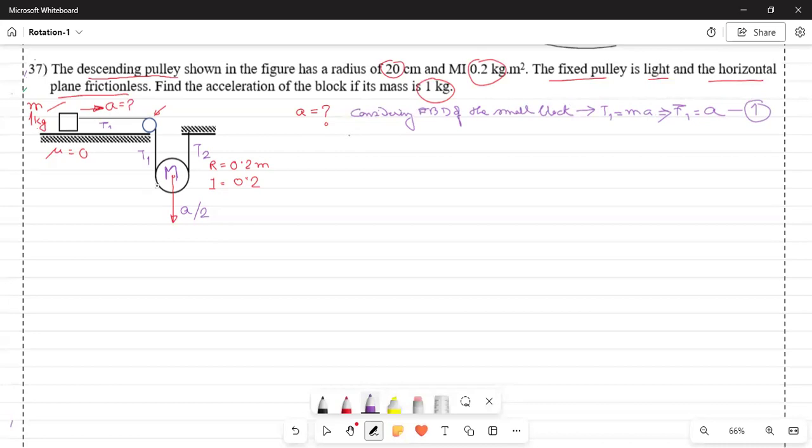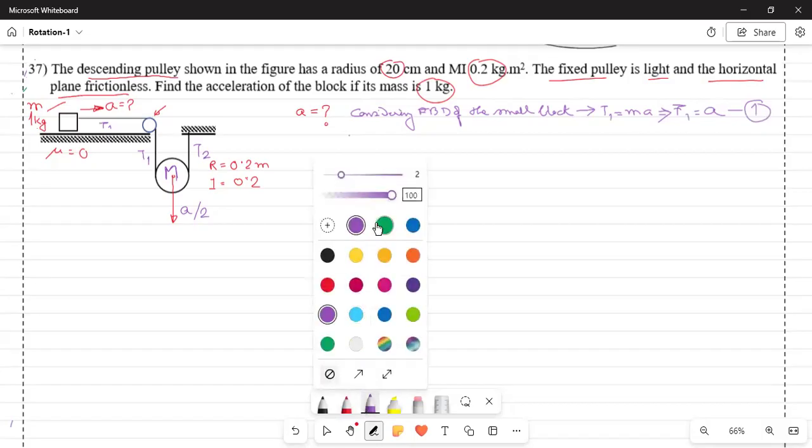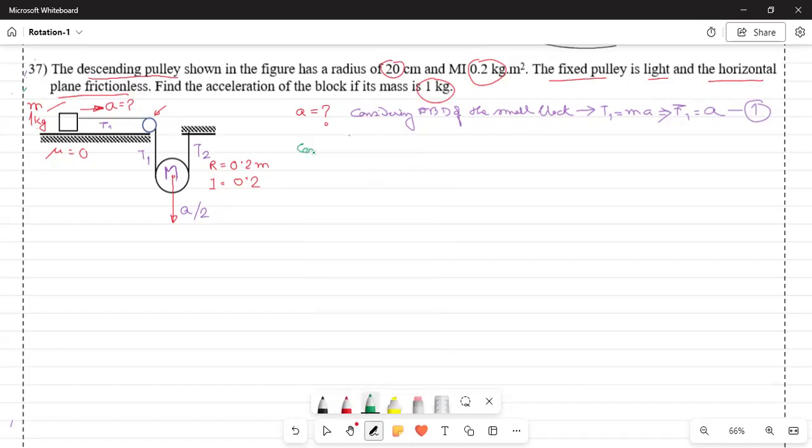Now consider the rotation of the big wheel. What do you find? The pulley, of course, will rotate in this direction. Which is moving in which direction, that perception has to be clear to all students. If you make a mistake in that, then the whole thing will be wrong. Because the small mass is coming towards the right, the pulley will move anti-clockwise.